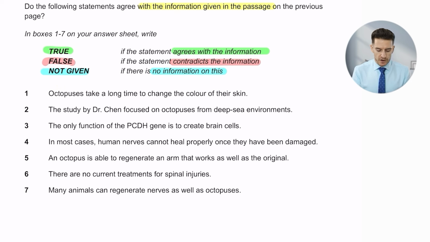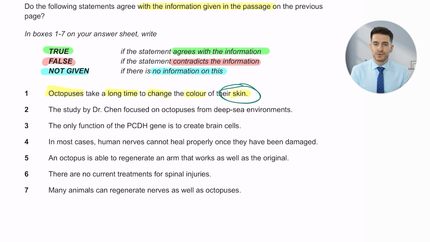Octopuses take a long time to change the color of their skin. So after you've read the question, you should think about the keywords and synonyms. And the keywords here, or the important words, are octopuses, long time, change, color, skin. Now, this word here could be very important, skin, because maybe in the passage it might talk about changing the color of something else. Now, after you have thought about the keywords, you should try and think of synonyms, because the words in the text and the words in the questions are probably going to be different.